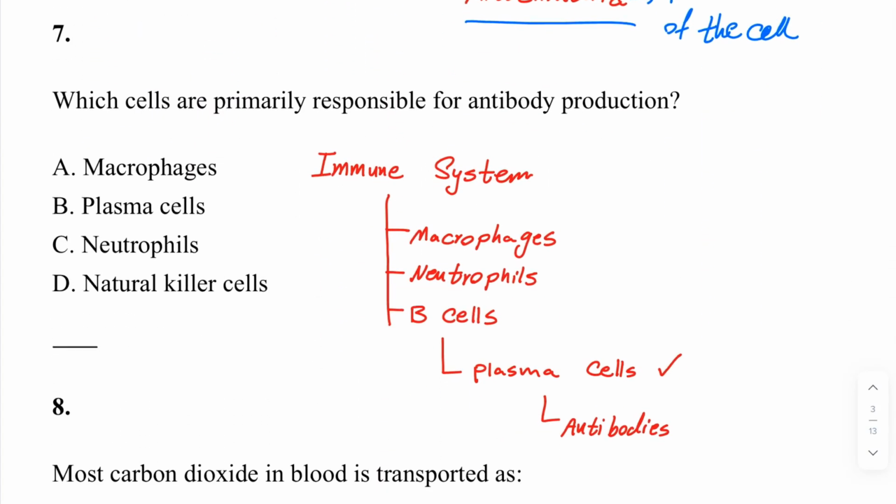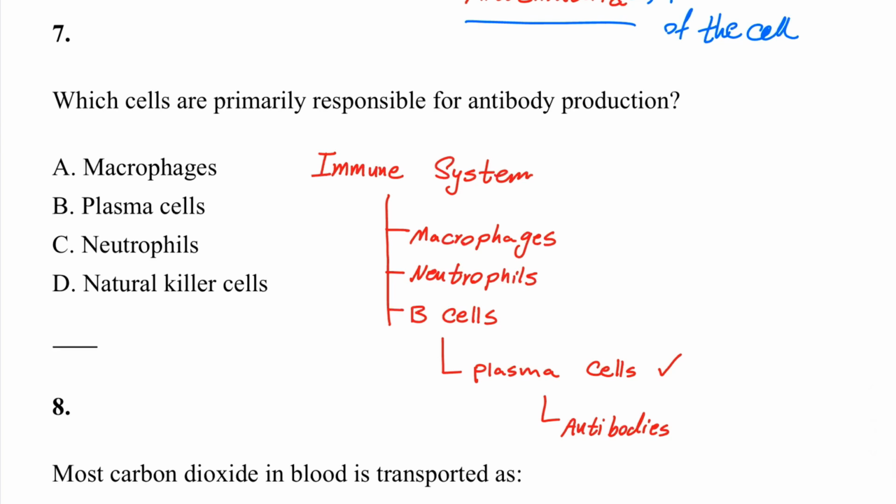So, number 7. Which cells are primarily responsible for antibody production? A. Macrophages, B. Plasma cells, C. Neutrophils, and D. Natural killer cells or NK cells. So, let's follow the immune response pathway.